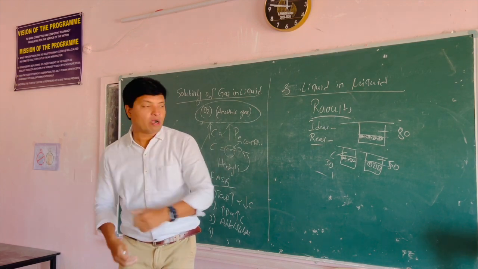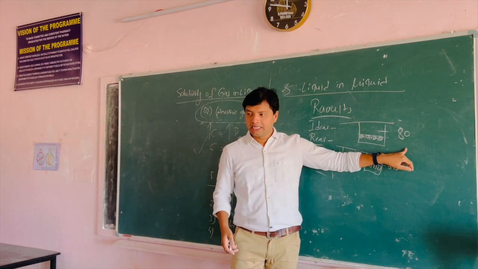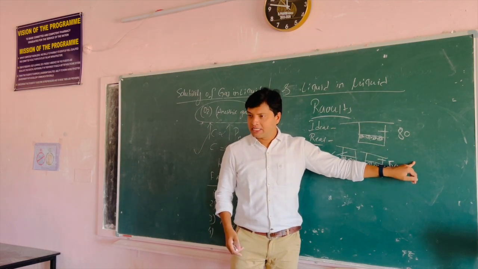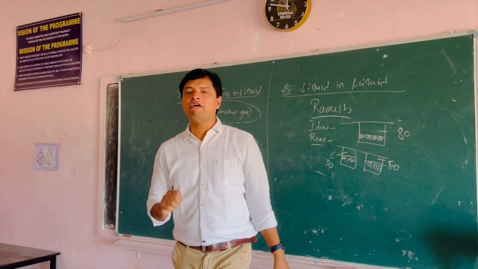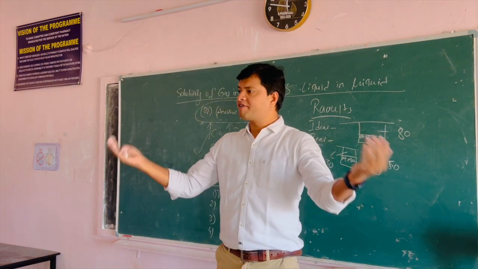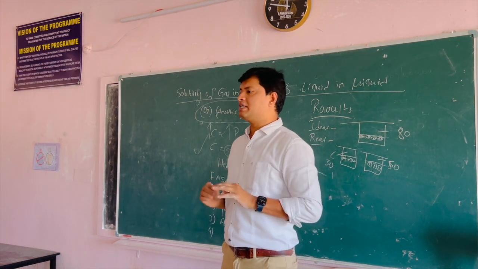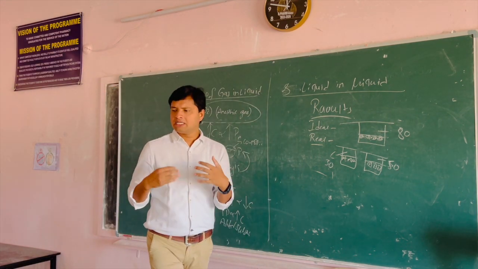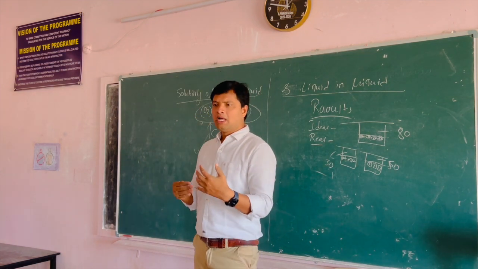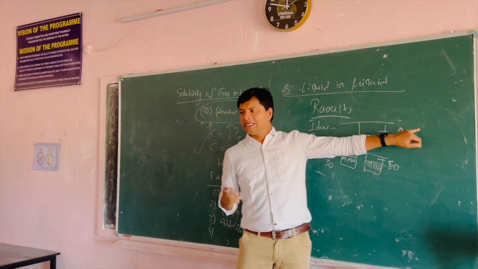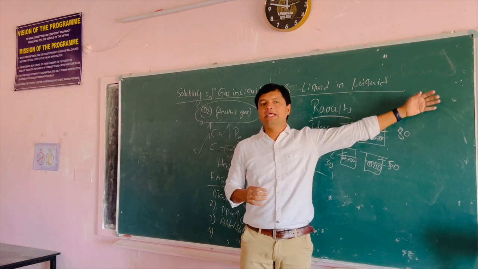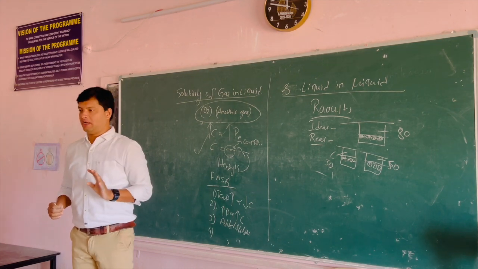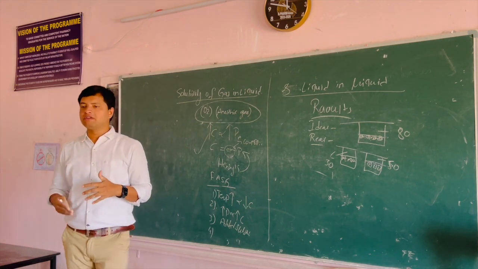If more interaction, what happens to the vapor pressure? Decrease or increase? Decreases. More interaction, vapor pressure decreases, negative deviation of Raoult's law, because after mixing, the pressure is decreasing. Hence it is negative. Okay, next. If, listen, don't write, listen. Less interaction, what happens? The mixture vapor pressure will be more. Hence it is positive deviation from Raoult's law.